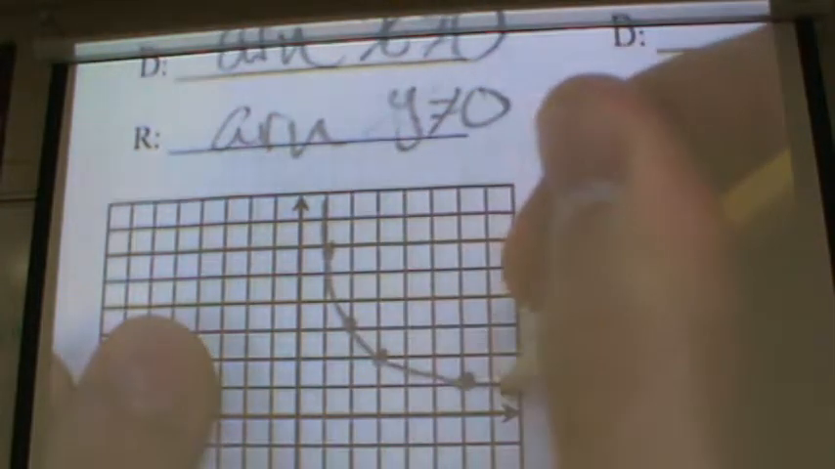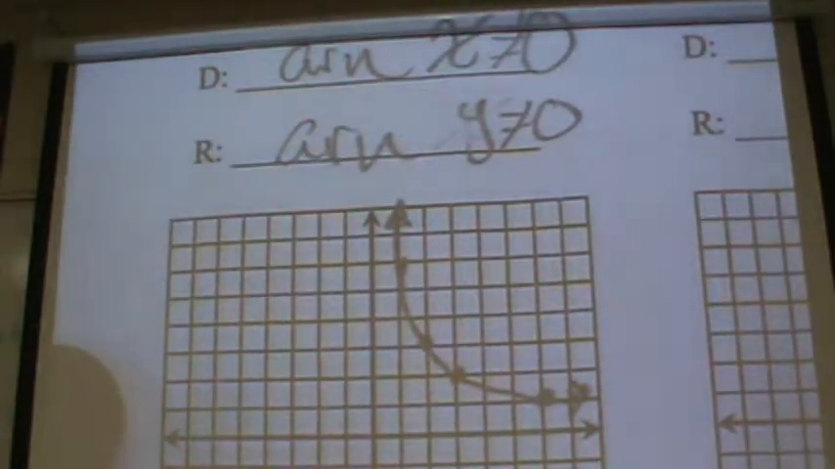Just like that. Now, why is it good to do those 2 points? To be more accurate, because there's such a big gap between 1, 6 and 6, 1. So that gives you a better picture. Does that make sense? Okay.